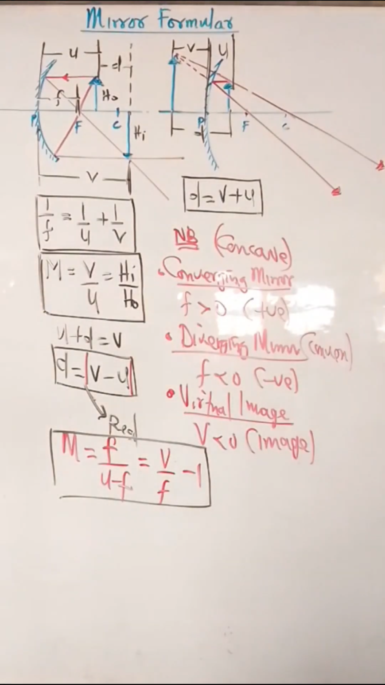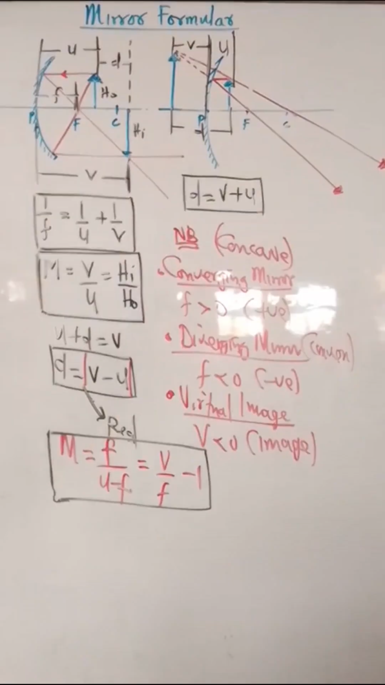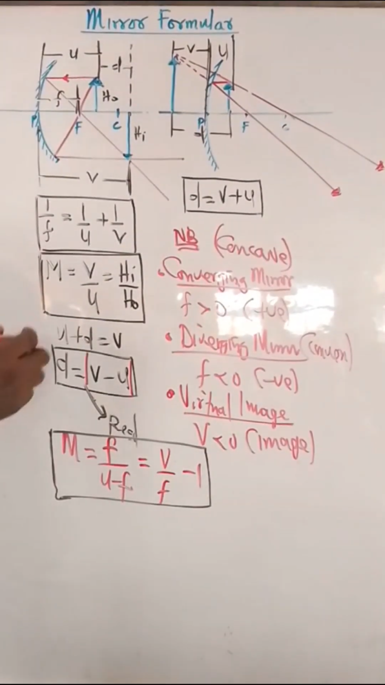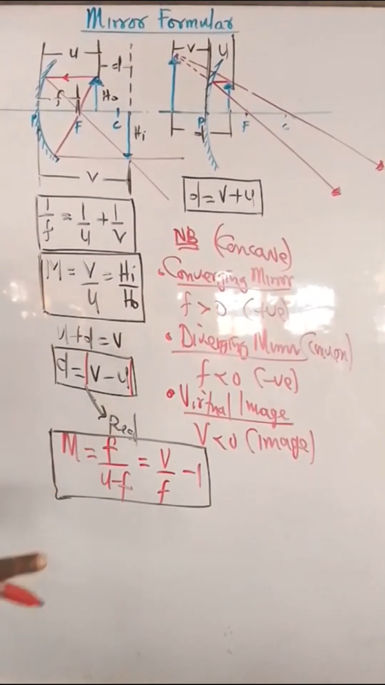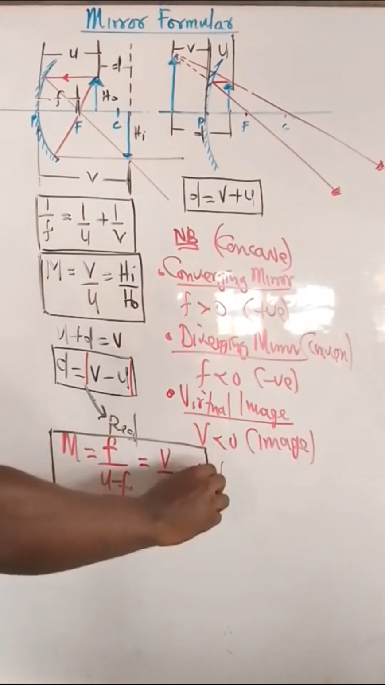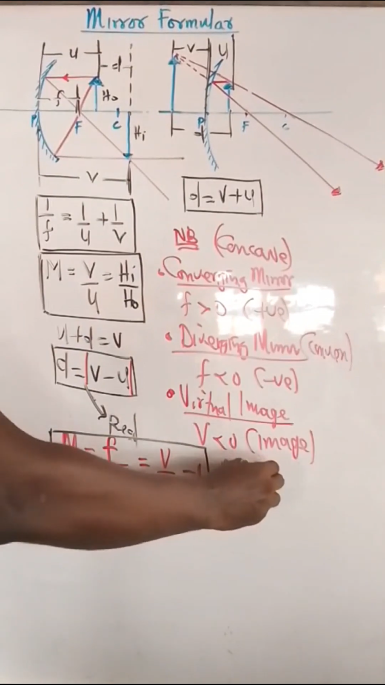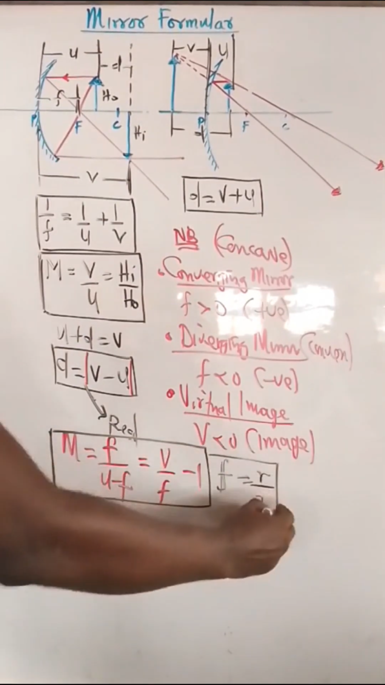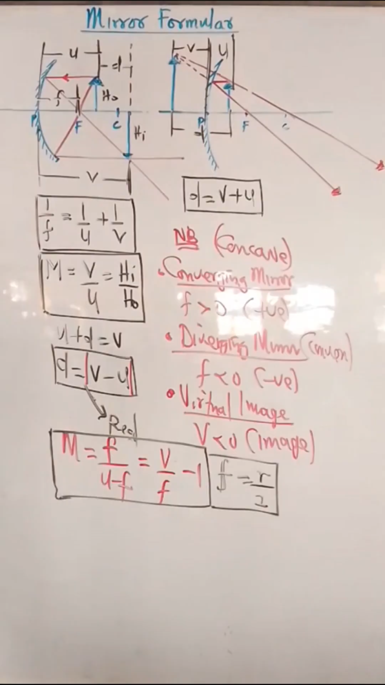Now let's solve questions on reflection in general. Okay, before we solve questions, record this. Sometimes instead of giving you a focal length, they might give you the radius of curvature. You should also know that the focal length is half of the radius of curvature. Anytime you are given the radius of curvature, divide by 2 to get the focal length. What we need is the focal length, not the radius of curvature.